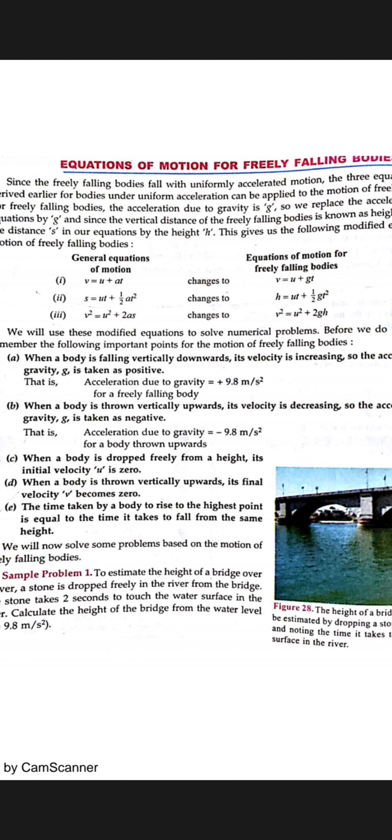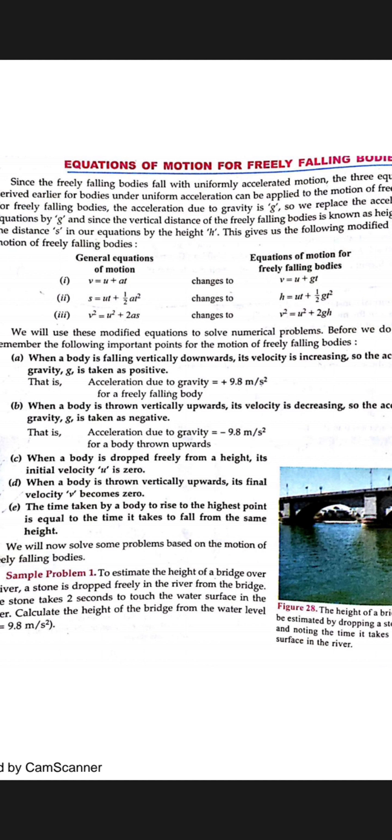Here is the last point: the time taken by a body to rise to the highest point. We know that whenever a body is thrown vertically upwards, the body takes some time and reaches the highest point. So the time taken by that body to reach the highest point is the same time it takes to reach back to the earth. So we can say that the time taken by the body to reach the highest point is equal to the time taken for it to fall from the same height. Got it? So these 5 points will be used in the numericals.